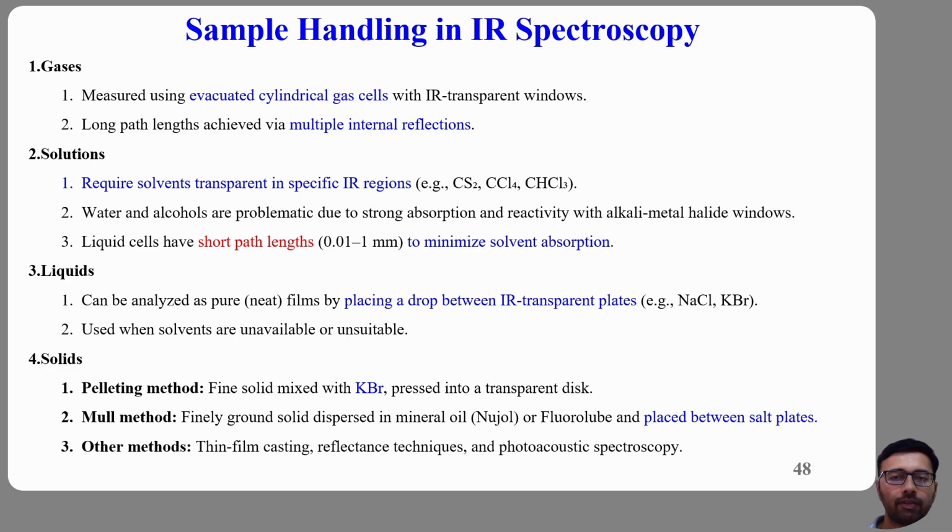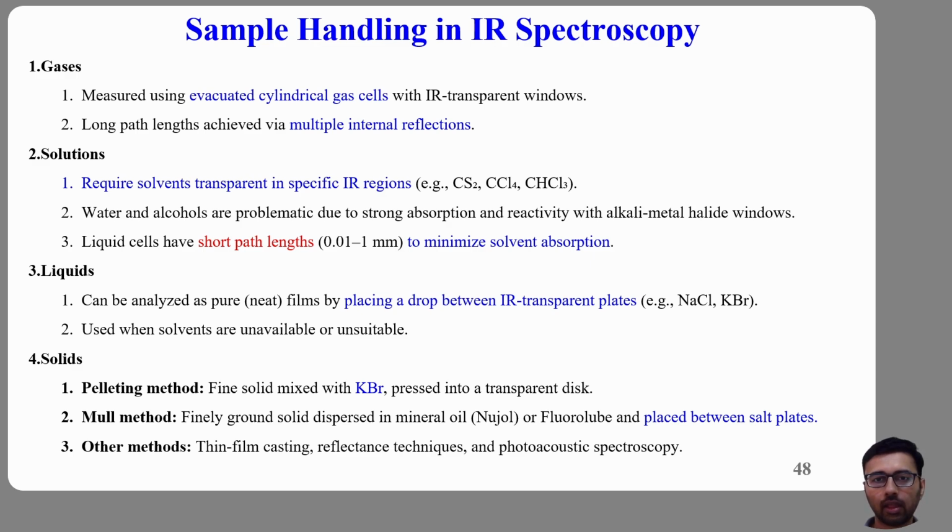spectra. Infrared radiation interacts strongly with covalent bonds. That sounds useful, and it is. But it also creates a challenge. Almost everything absorbs infrared radiation. Glass absorbs IR, water absorbs IR, many solvents absorb IR. Even a fingerprint on your salt plates absorbs IR. So every material involved in the experiment must be selected carefully. The method depends on whether your sample is a gas, a liquid, or a solid. Let us examine each one carefully.